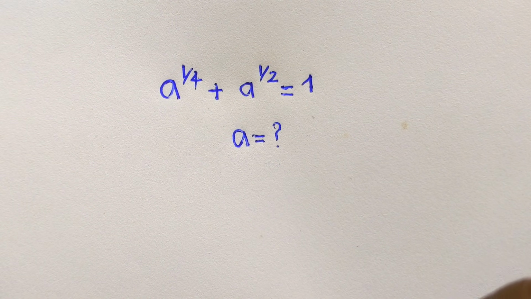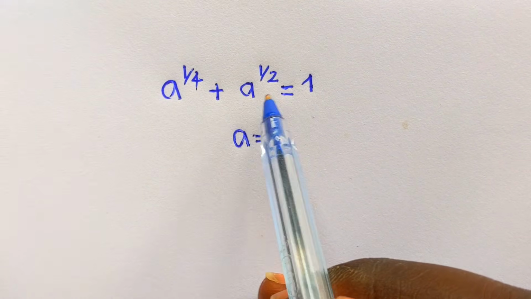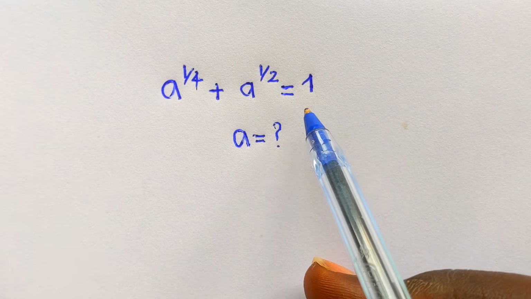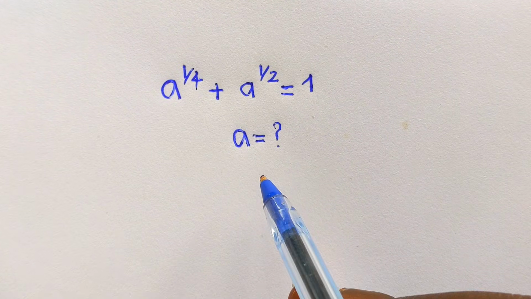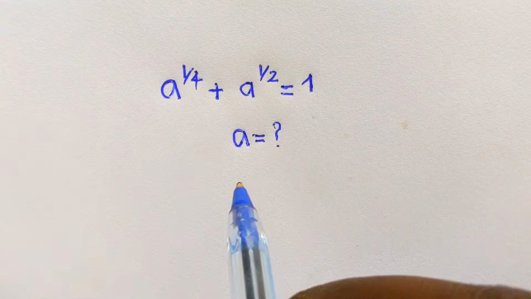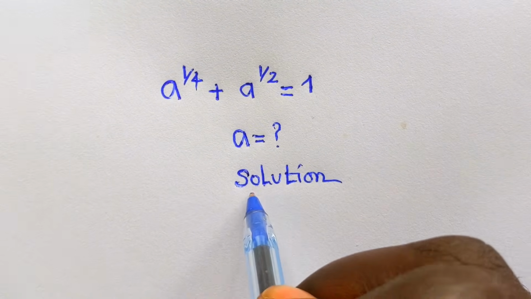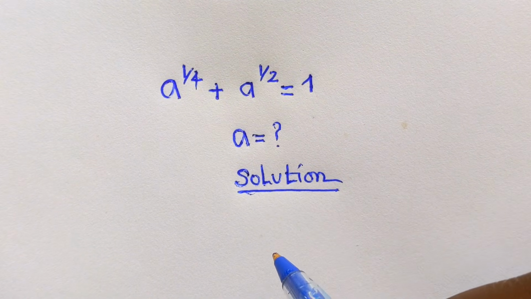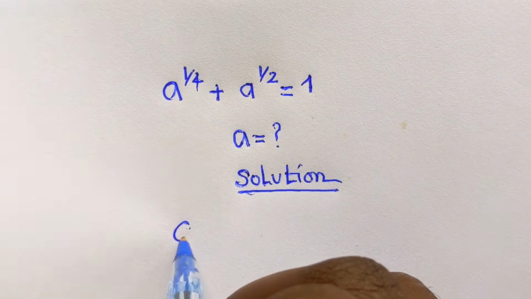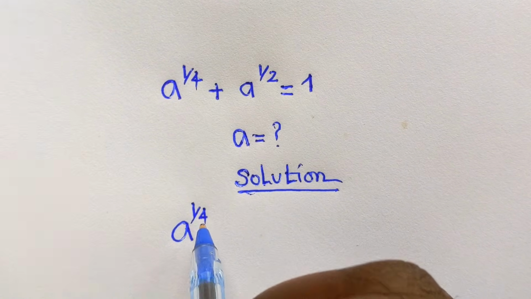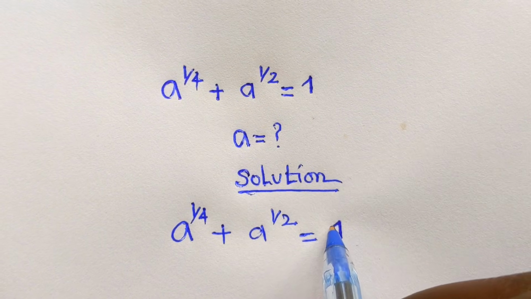And in today's video we are given a question: a power 1 over 4 plus a power 1 over 2 equals 1, and we are supposed to find the value of a. Solution: everything you are going to do, you're supposed to start from what you have been given, which is a power 1 over 4 plus a power 1 over 2 equals 1.